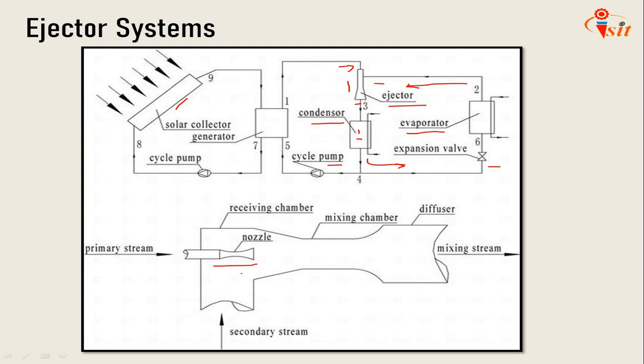So these are the classifications of solar cooling system technologies we can use with respect to our applications. Everywhere, even where electricity is not available, we can use these systems also. Okay, so that is about the solar refrigeration system or solar cooling technologies.